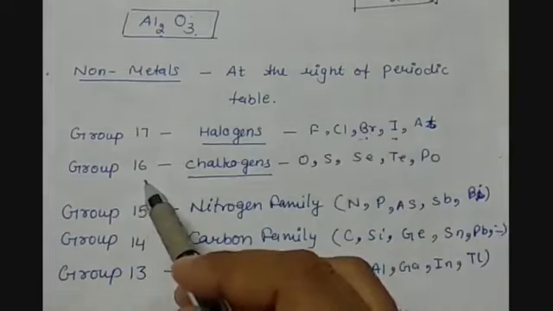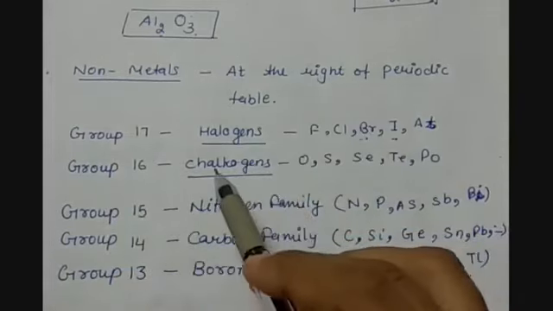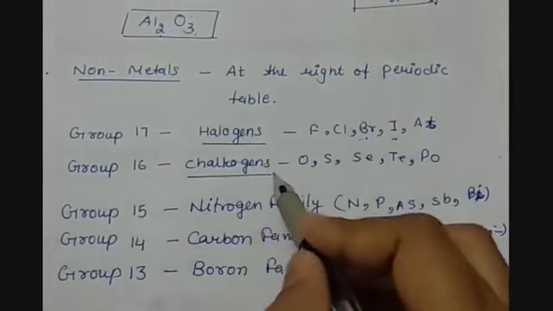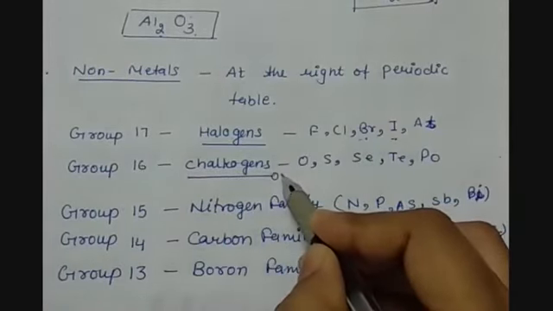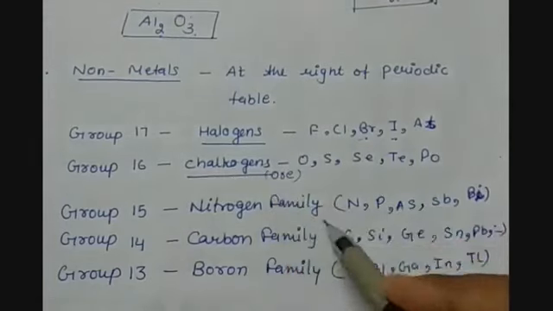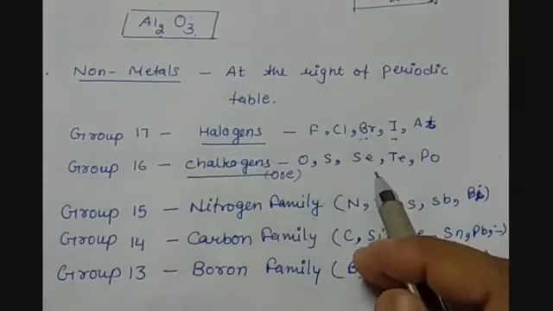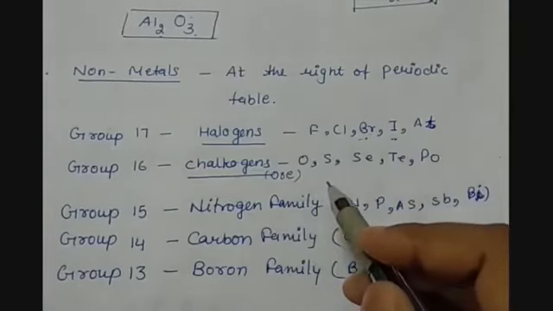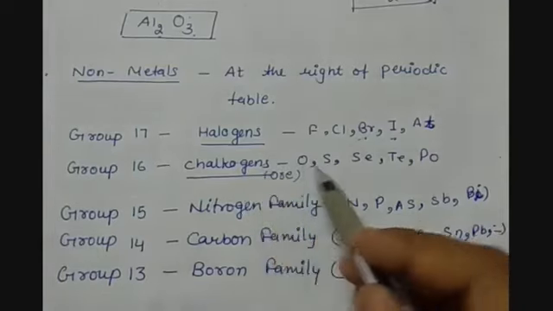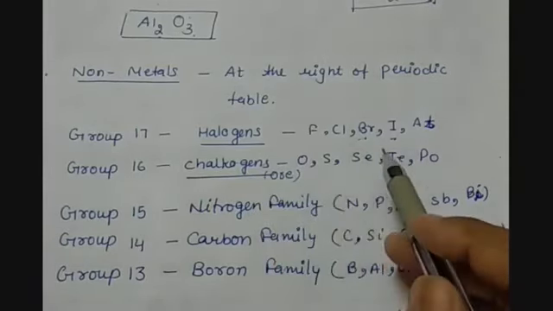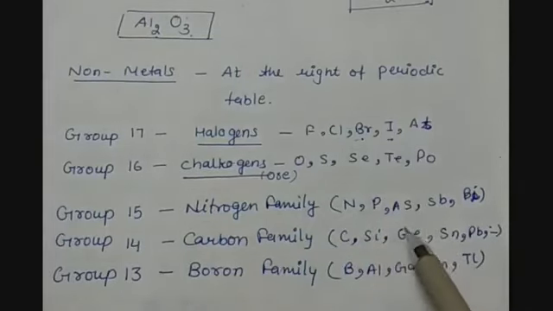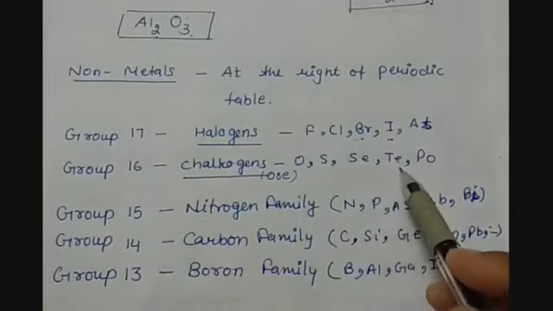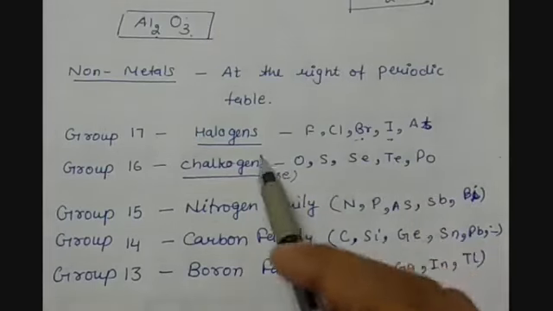Group number 16 is called chalcogens. Chalcogens means ore formers, the elements having the capability to combine with other elements and to form their metallic ores. So these are non-metals, so they will form metallic ores from which metals can be extracted after some treatment. So in the chalcogen family we have oxygen, sulfur, selenium, tellurium and polonium. So these are the chalcogen family.